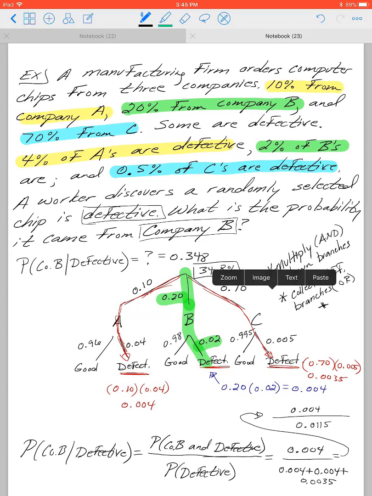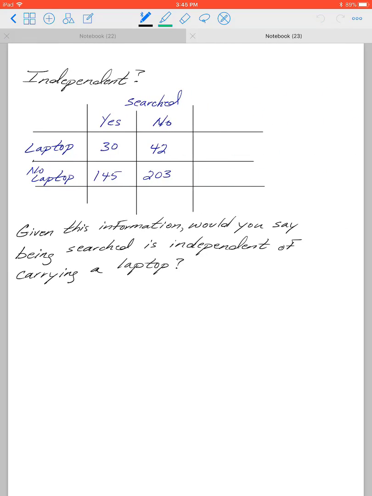Okay, let's take a look at a two-way table, also known as a contingency table. This is something you've probably seen before in this class. So let's take a look at this and talk more about this notion of independence before we see our second tree diagram.